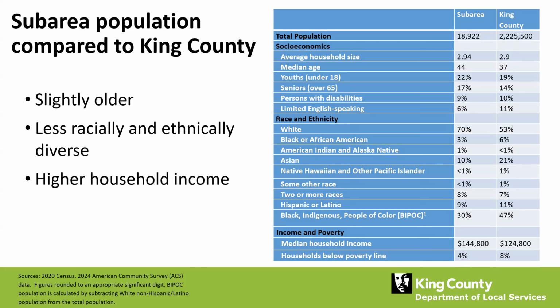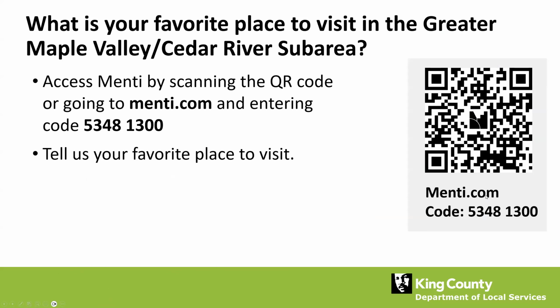We won't spend a lot of time on it, but compared to King County as a whole, residents of Greater Maple Valley Cedar River are slightly older, slightly less racially and ethnically diverse, and have a higher household income relative to King County as a whole. And you can kind of go back over this, and this is also in the plan document and get a little bit more information about demographics. Next slide, please. Thanks, Susan.